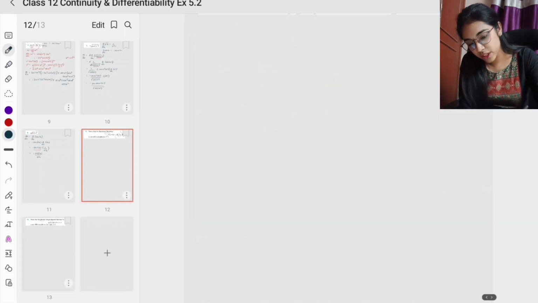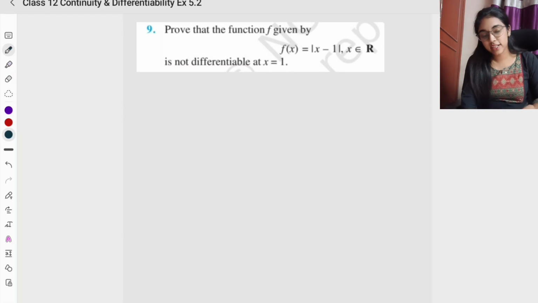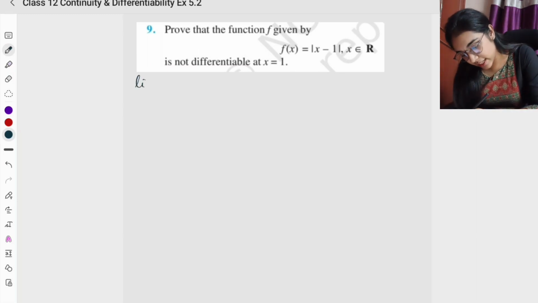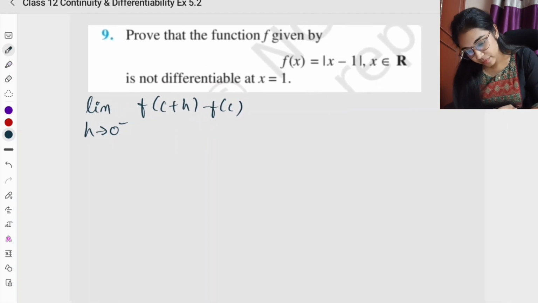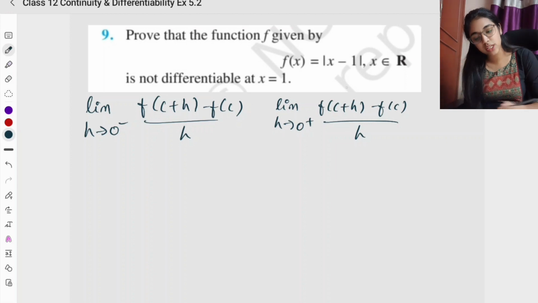Moving on to question number 9, I need to prove that it is not differentiable. So first step, the left hand limit, which is going to be limit h tends to 0 minus of f of c plus h minus f of c, the whole divided by h. And what is my right hand limit? Limit h tends to 0 plus of f of c plus h minus f of c, the whole divided by h.